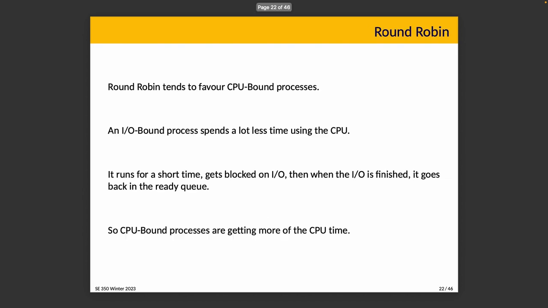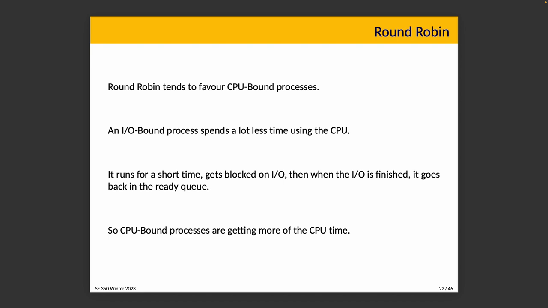Thinking about this even further, round robin does tend to favor CPU-bound processes. IO-bound processes spend much less time using the CPU because they run for a short time, they get blocked on IO, and when the IO is finished, they go back to the back of the ready queue. So CPU-bound processes get more of the CPU time. Right? For a CPU-bound process, let's say it uses 90% of a time slice on average before it gets blocked, whereas a process that uses 10% of the time slice before it gets blocked, right?